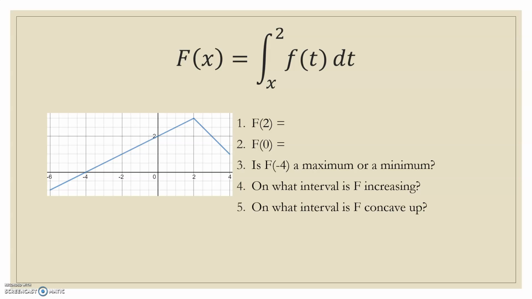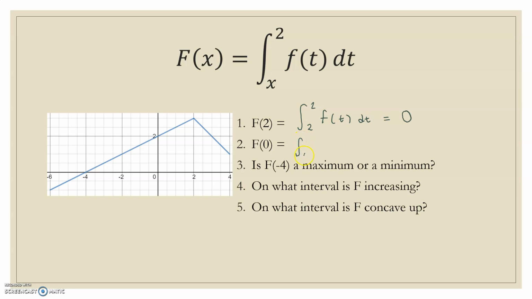With this, we can also ask questions about the behavior of one of these accumulation functions. So this accumulation function is accumulating area between x and 2. So the first question is, what is f of 2? Well, f of 2 would be the integral from 2 to 2. And because of the zero property for definite integrals, that would have to be 0 because it has a width of 0.